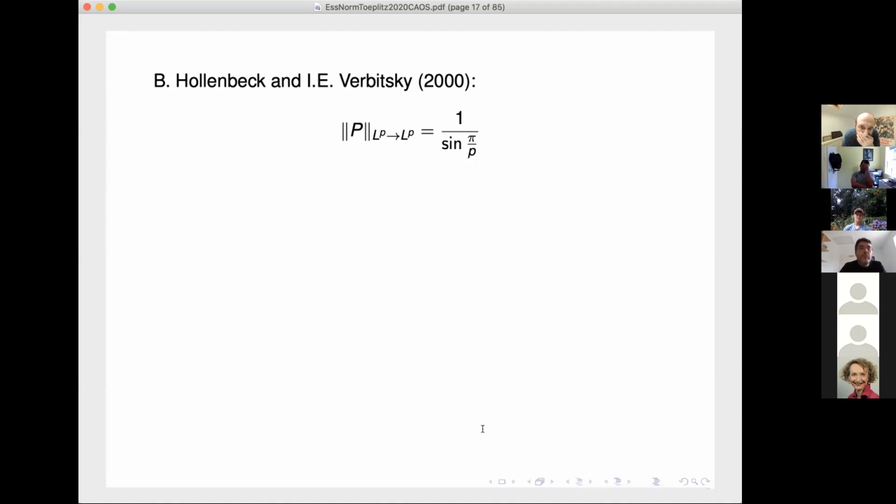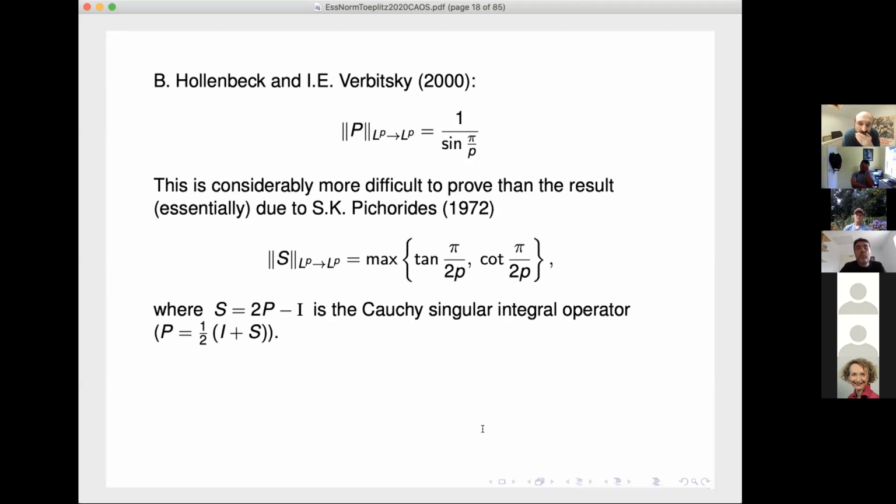Well, there was a very famous result that most people in harmonic analysis knew for a long time, a similar result, for the Cauchy singular integral operator. And that result was proved by Pichorides in 1972. And it's kind of surprising that these two operators, the Cauchy integral operator and the Riesz projection, are almost the same operator. Look at this formula in particular.